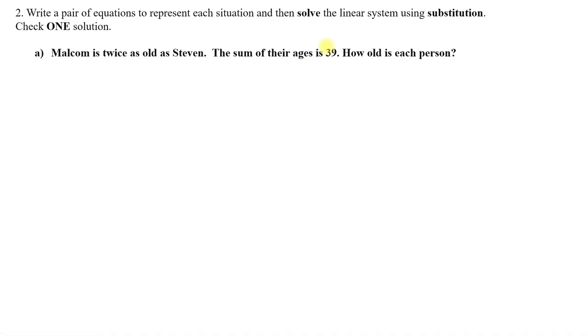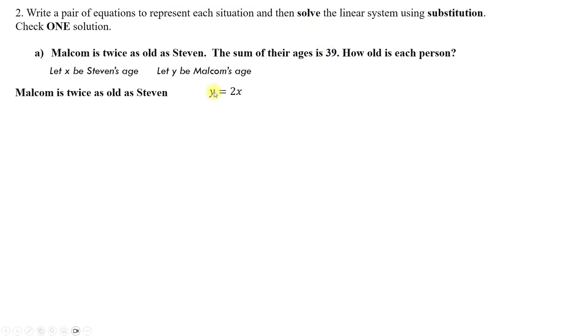Now in these word problems, we need to declare a variable to represent what we're trying to find out. So we want to find out what the ages of Malcolm and Stephen are. So we can say let x be Stephen's age and let y be Malcolm's age. Now we're told that Malcolm is twice as old as Stephen, and we can represent this with the equation y equals 2x.